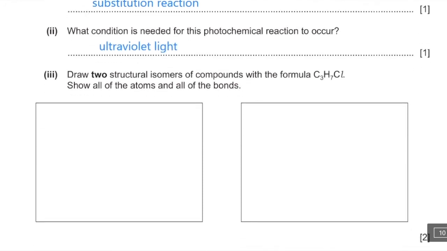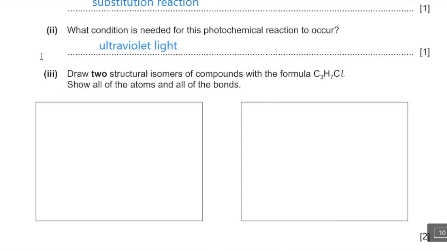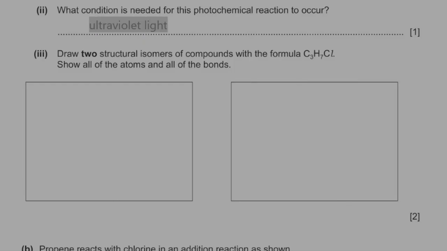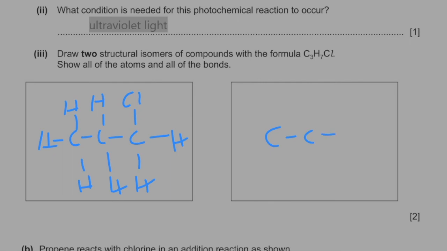3. Draw two structural isomers of compounds with the formula C3H7Cl. Show all of the atoms and all of the bonds. Starting with the backbone chain, which is 3 carbon atoms, and then we have the remaining bonds. One of the isomers could be chlorine in the first carbon, and the second isomer would have chlorine in the second place.